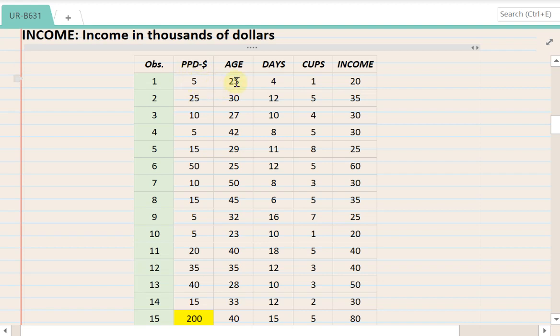This particular person was 25 years of age and went to Starbucks 4 days a month. And this person, he or she drinks 1 cup of coffee a day. The person's income is about $20,000 per year. This person purchased a $50 prepaid card from Starbucks. This person too was 25 years. Look at that, 25. So we have repeated measurement.